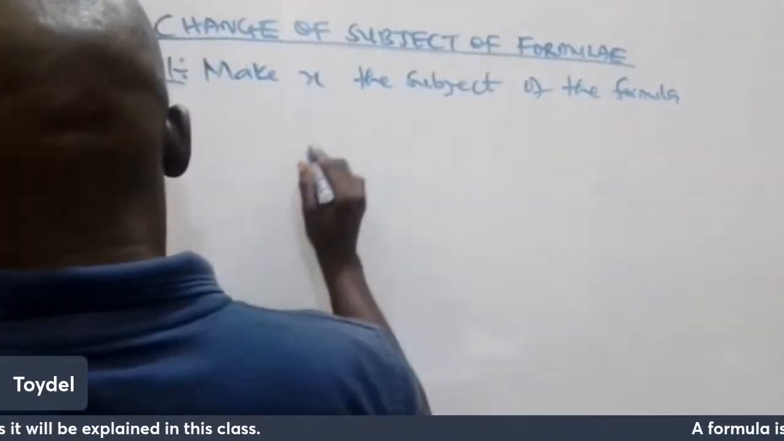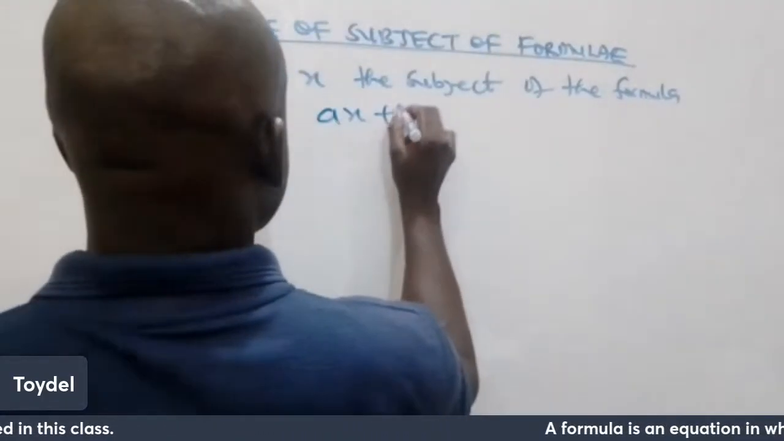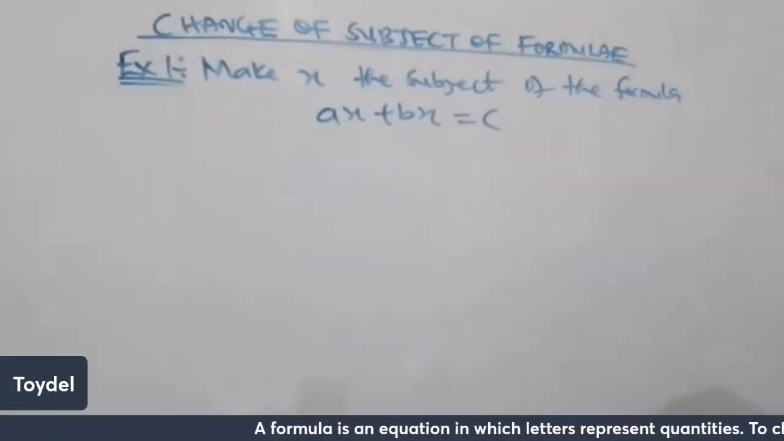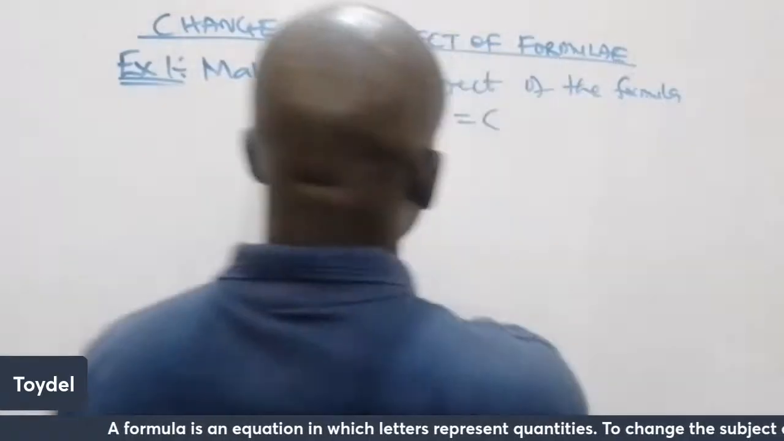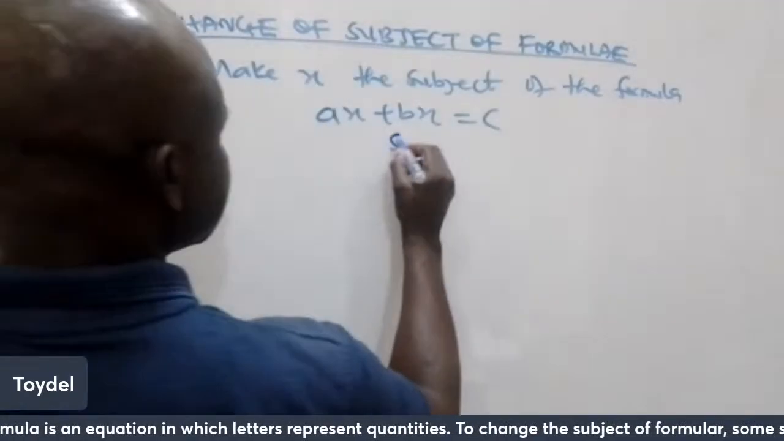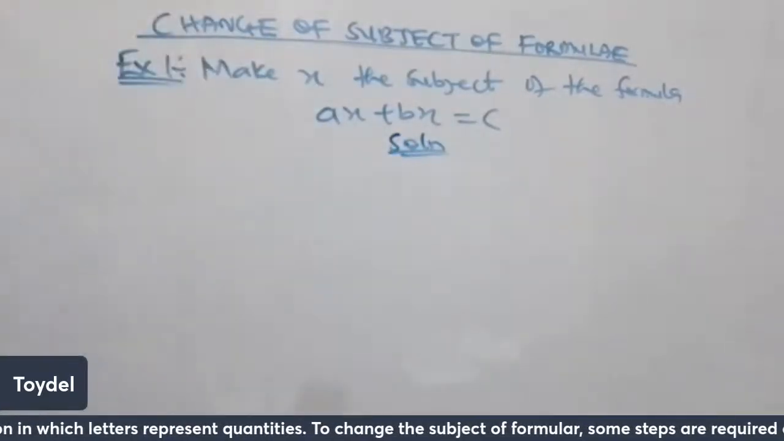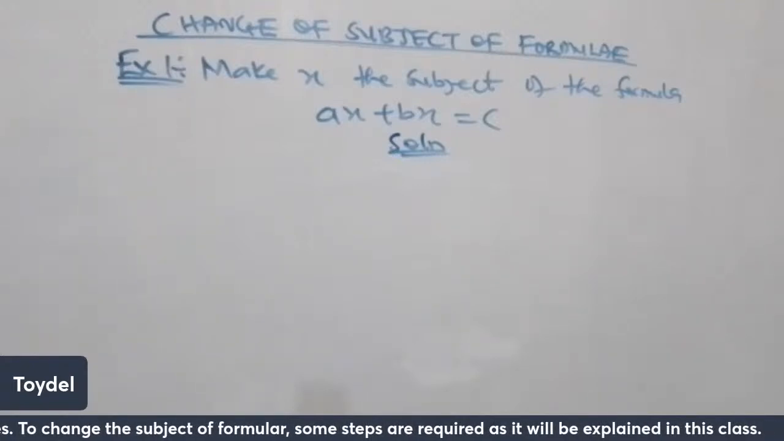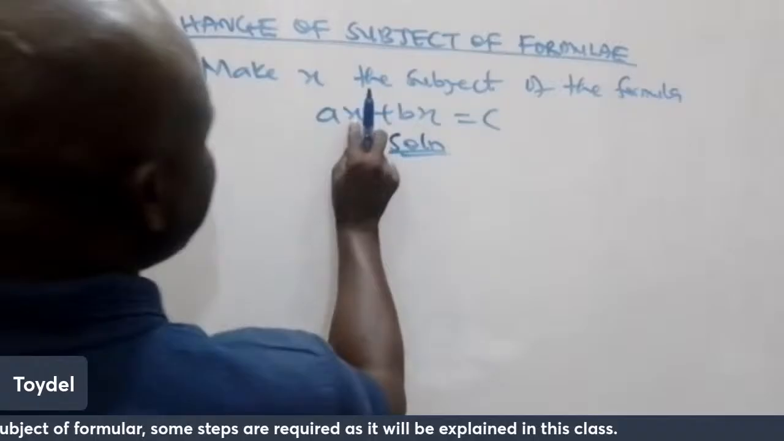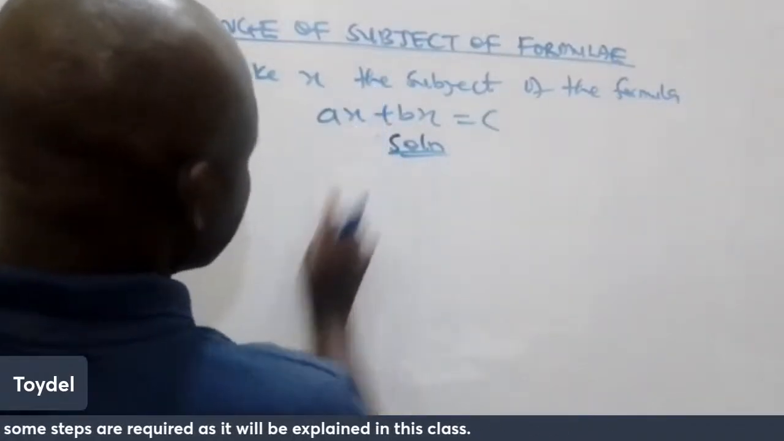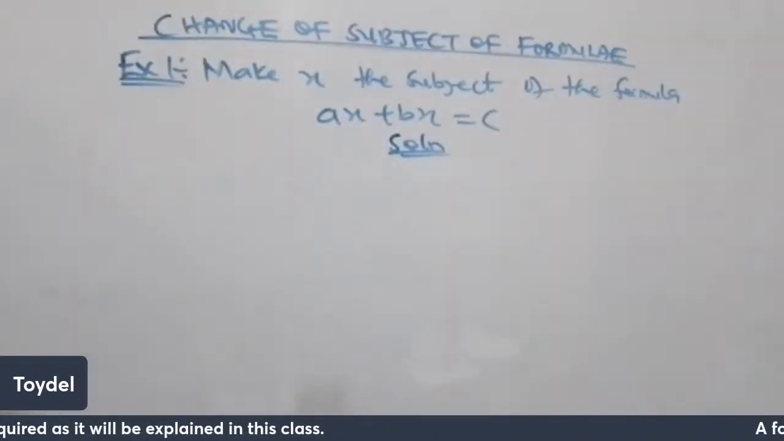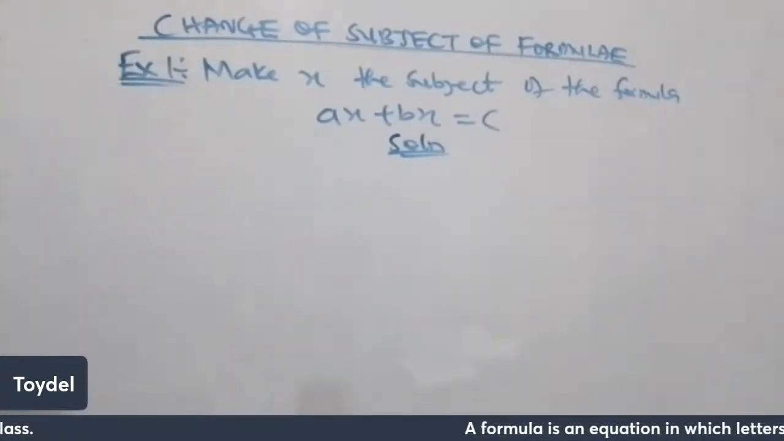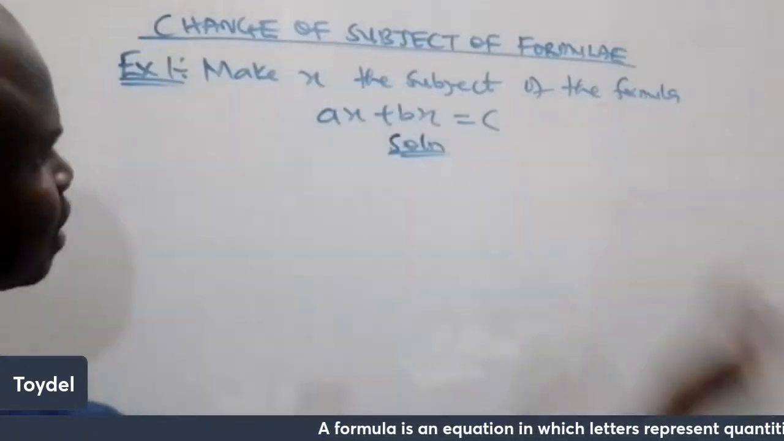In this question, ax plus bx is equal to c. This is what we are given. We are asked to make x the subject of the formula. So in this case, what do we do? Whatever letter you are asked to make the subject of the formula, you bring the letter or the unknown to one side, then use your mathematical skills to transfer every other variable to the other side.